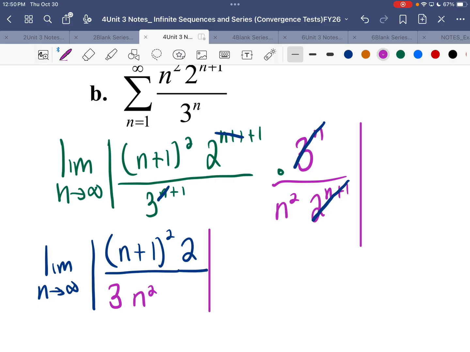Right, nothing else can cancel. These n squares can't cancel each other out because I'm not going to plop the square into the parentheses where there's a plus or a minus sign. So we're just leaving it like this. Is this big bottom, big top, or both same? Both same. So then what does it equal? 2/3, which is smaller than 1. So it converges by ratio test.